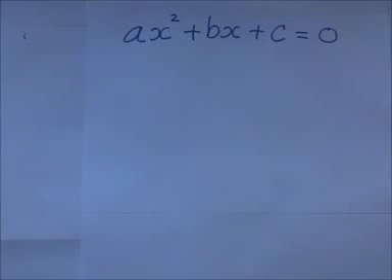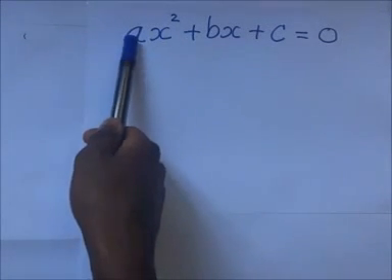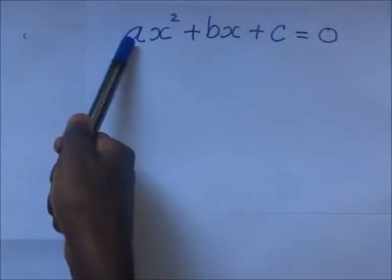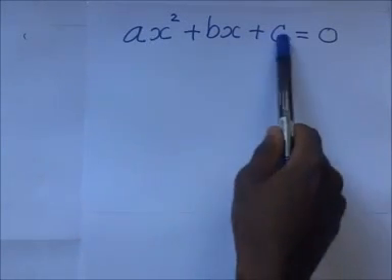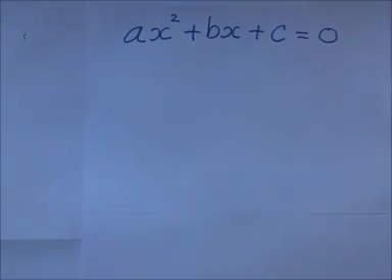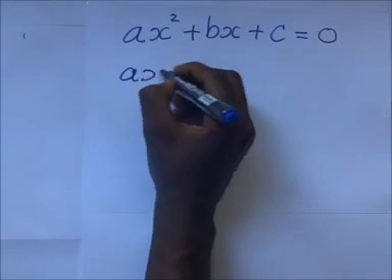First of all, when we are completing squares, we always have to make sure that the coefficient of x squared is 1. If the coefficient of x squared is not 1, it means you're supposed to first divide through all these terms by that coefficient, so that here it is 1. So in our next step we are going to divide through by a.